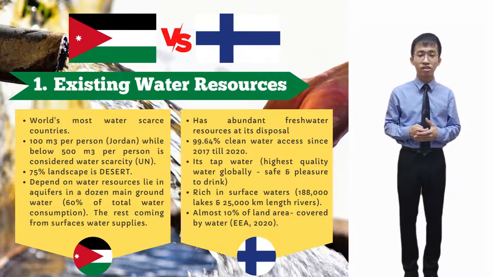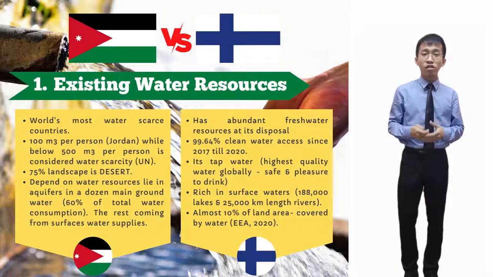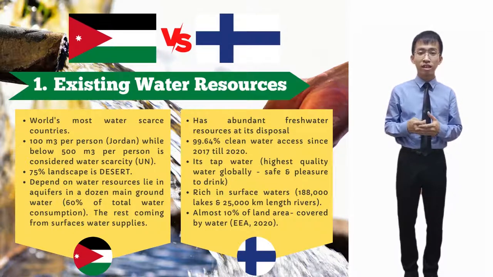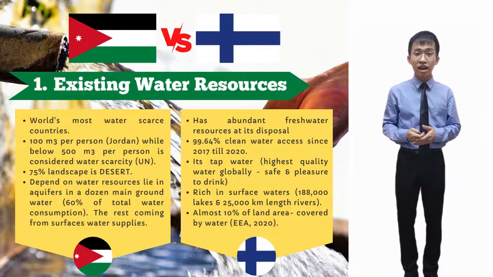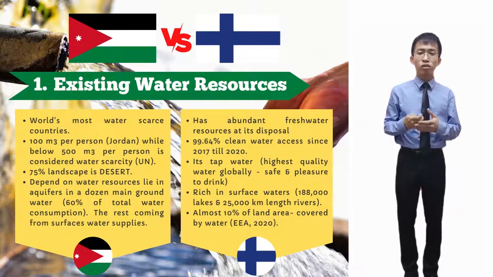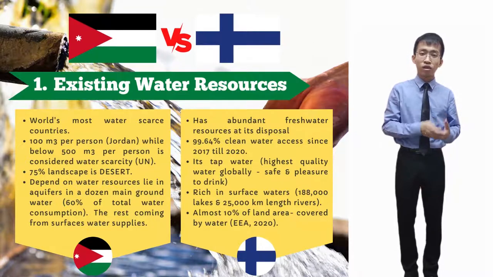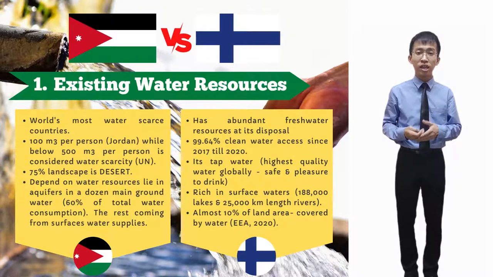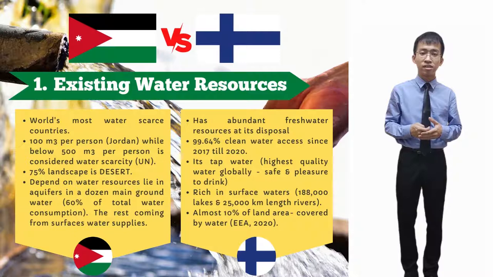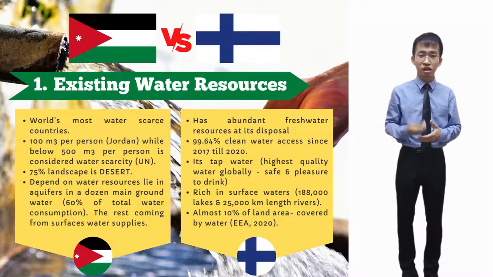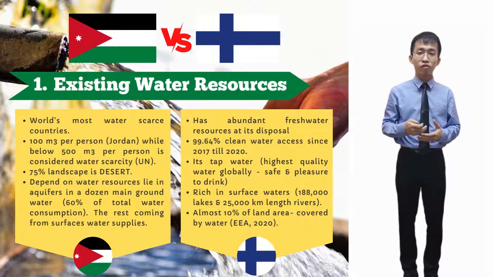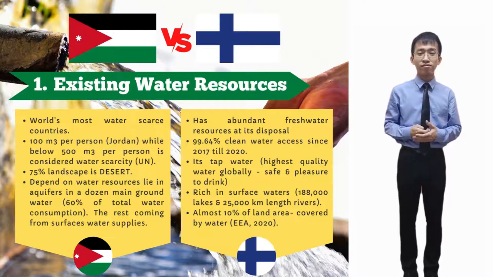Other than that, around 75% of Jordan's landscape is surrounded by desert, and Jordan's most precious water resources lie in aquifers in a dozen main groundwater basins. The aquifers supply nearly 60% of the water consumed in the country, with the rest coming from surface water supply such as the Sea of Galilee and the River Jordan.